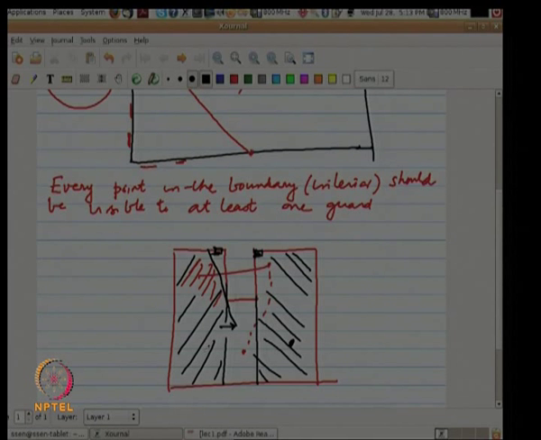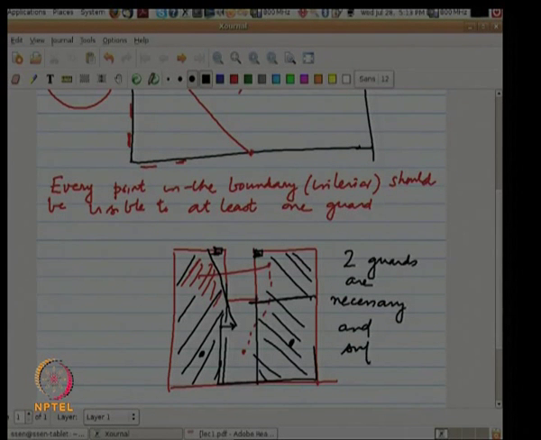So if I post a guard here, even this guard can actually view everything within this rectangle. If you look at this rectangle, everything is visible. So that's how you can argue that everything should be visible to 2 guards. So 2 guards are sufficient. In this case, what we are saying is that 2 guards are necessary and sufficient. It's a fairly strong statement. All right, so this is by visual inspection.